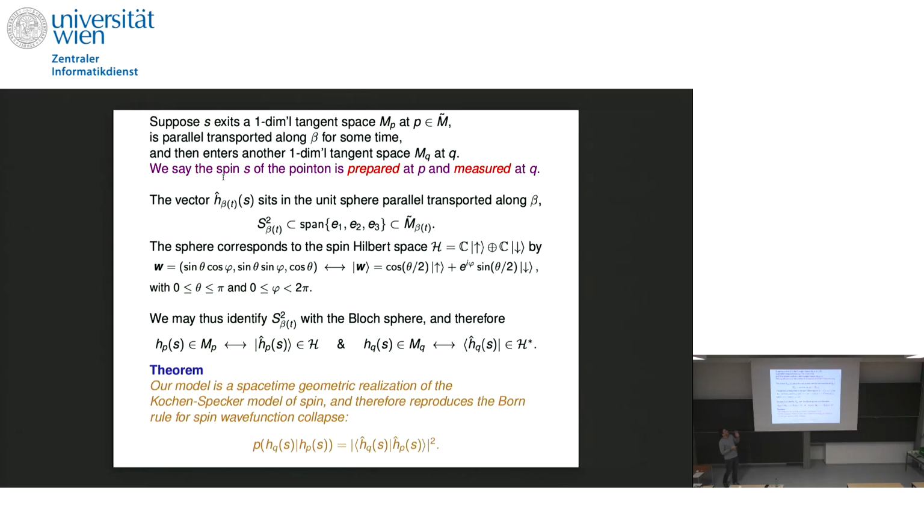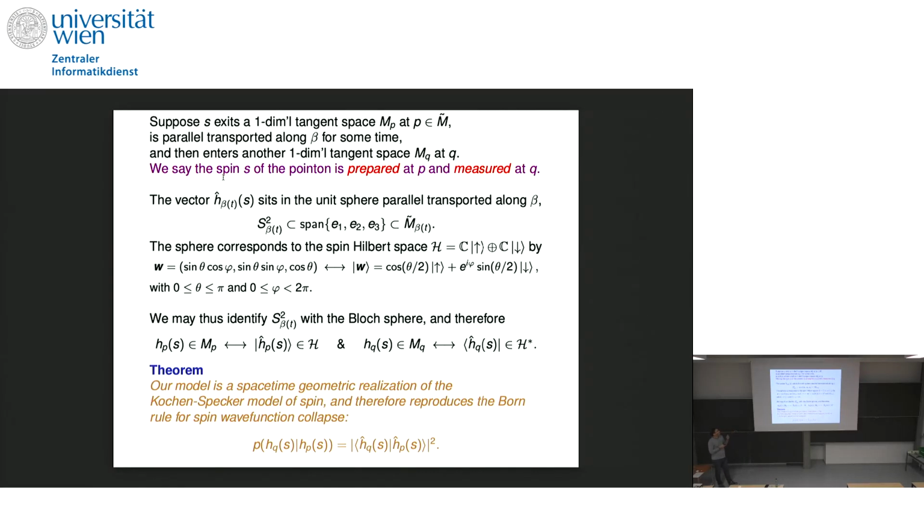Okay, so suppose S exits a one-dimensional tangent space at P, and M tilde is parallel transported along beta for some time, and then enters another one-dimensional tangent space at Q. We say the spin of the pointon is prepared at P and measured at Q. So preparation and measurement in a quantum system, in this case, we can say exactly what this means explicitly in terms of space-time geometry. The vector h hat, the normalized projection of S at beta of T, sits in the unit sphere parallel transported along beta.